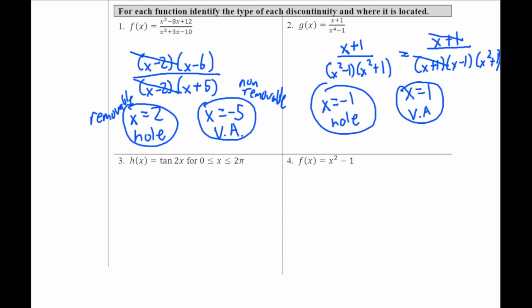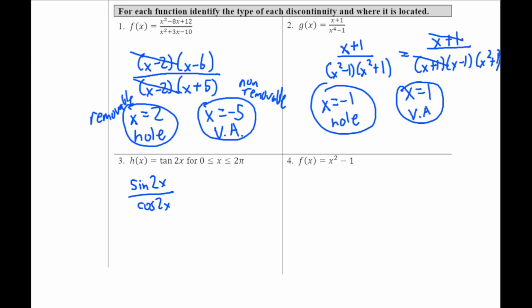This next one is a trig one. It can be optional if you feel weak with your trig, because questions like this don't come up as much on the AP exam unless it's a calculator section. But if you feel good with your trig and want to do it, the first thing to do is rewrite tan of 2x as sine of 2x over cosine of 2x. There's nothing you can factor out on the top and bottom, so you just have to figure out when cosine of 2x is equal to 0.